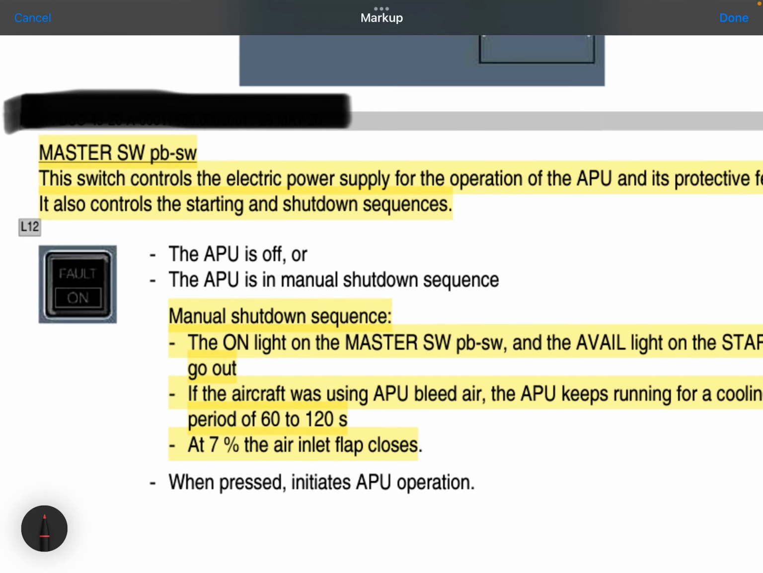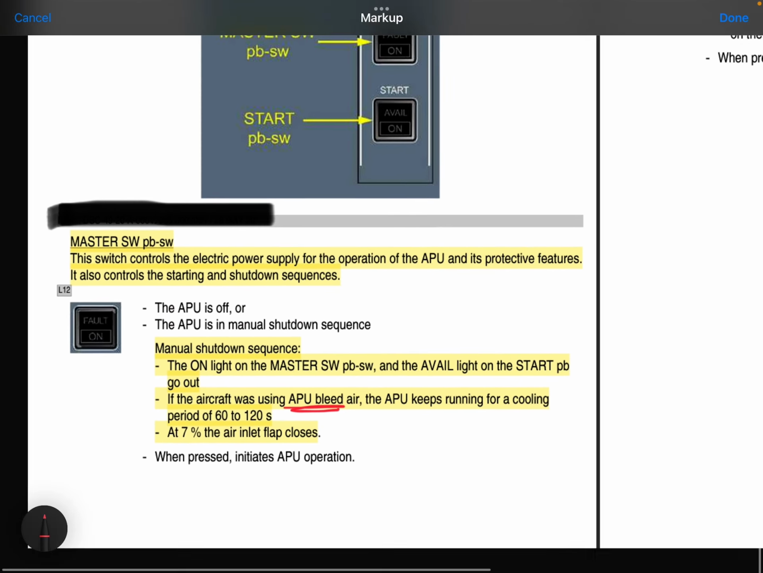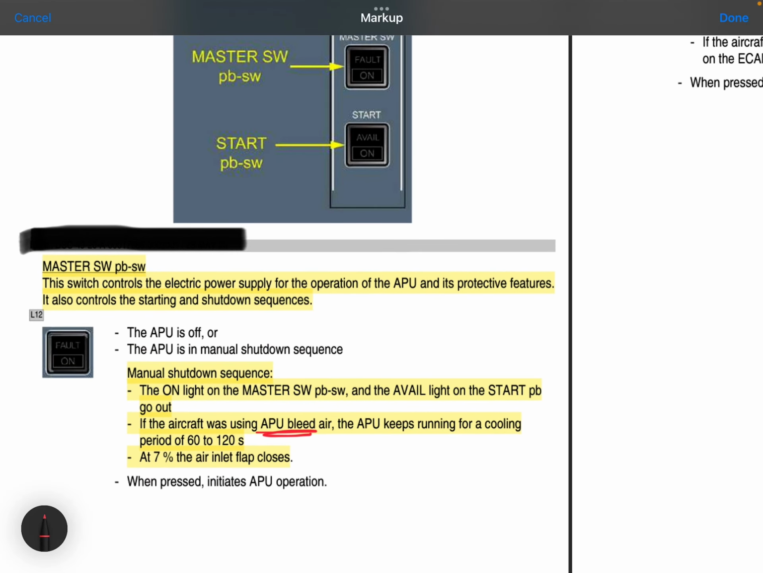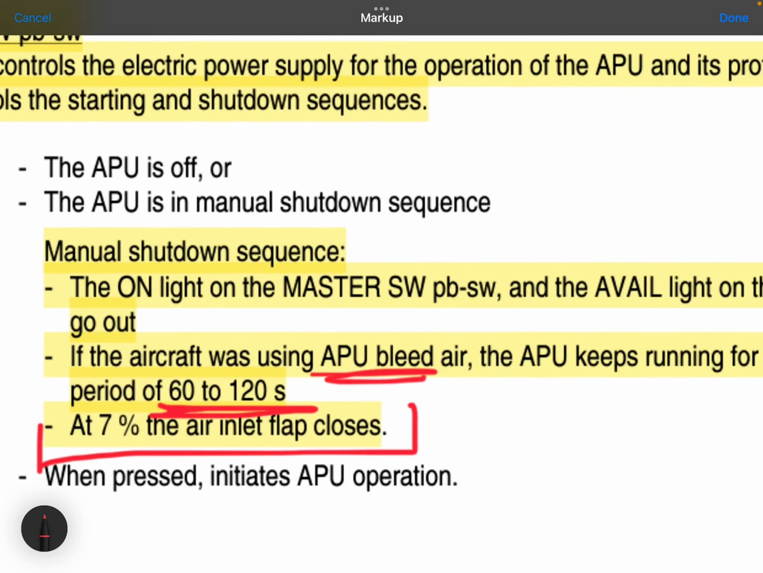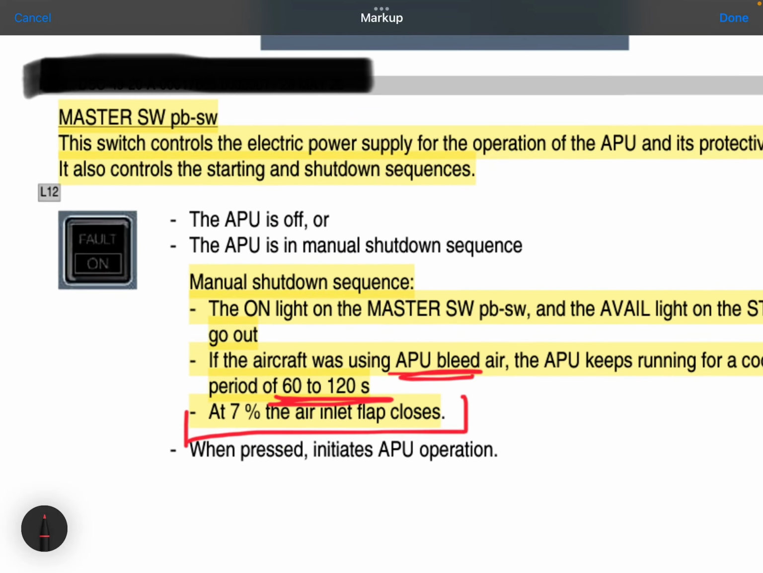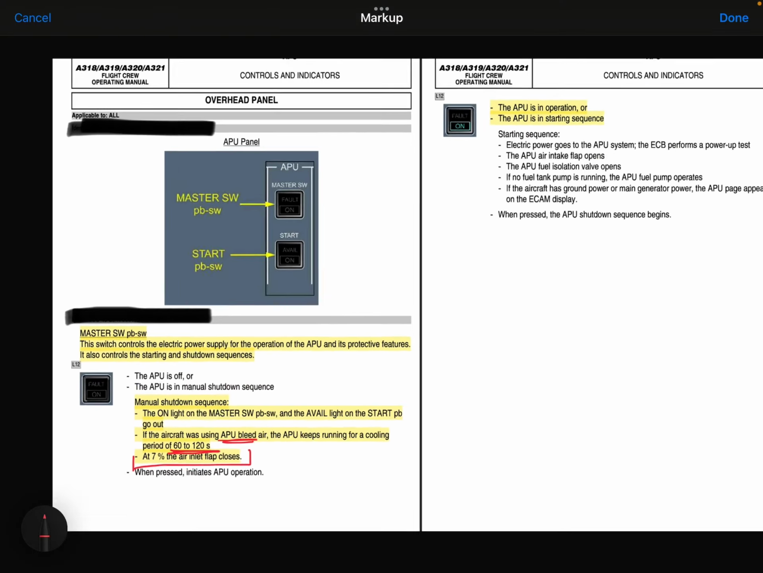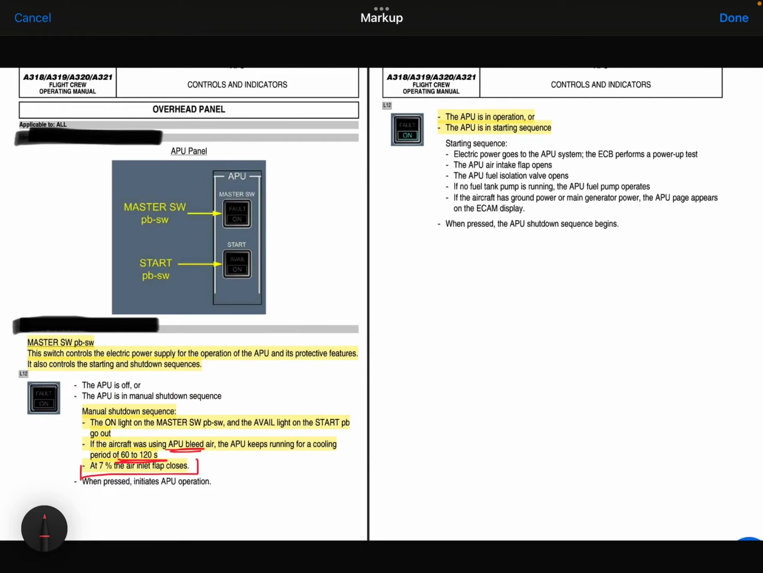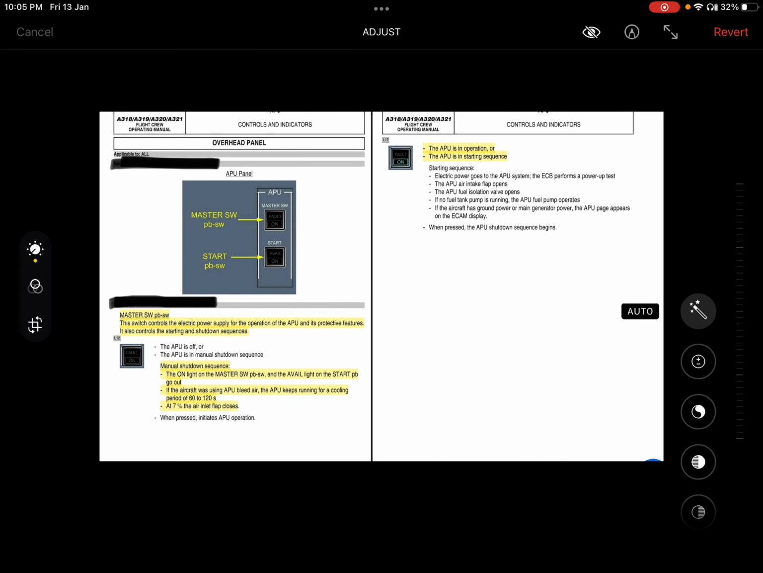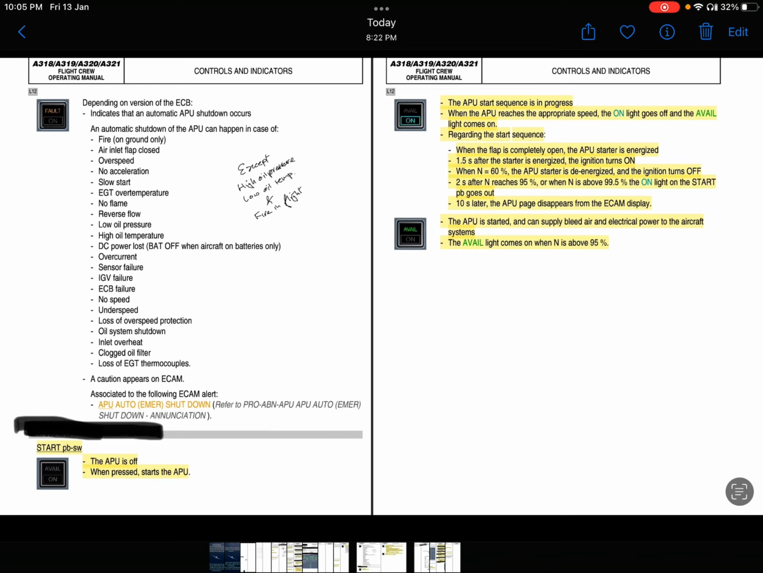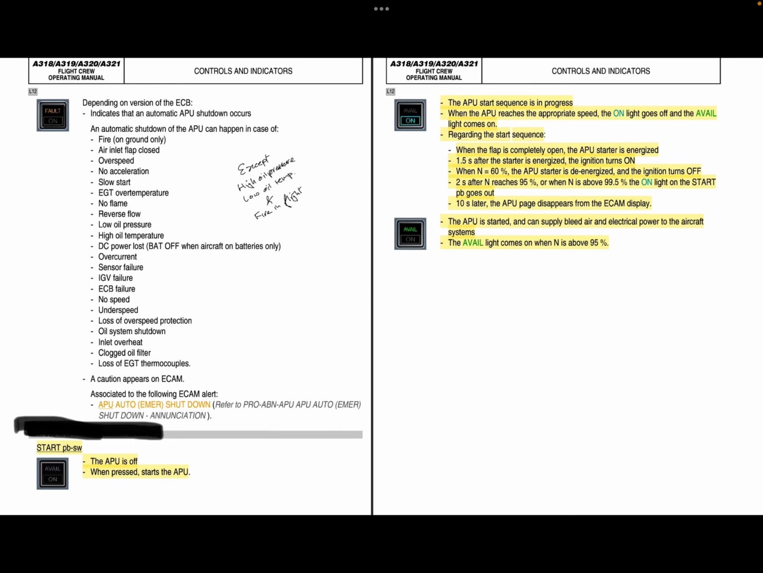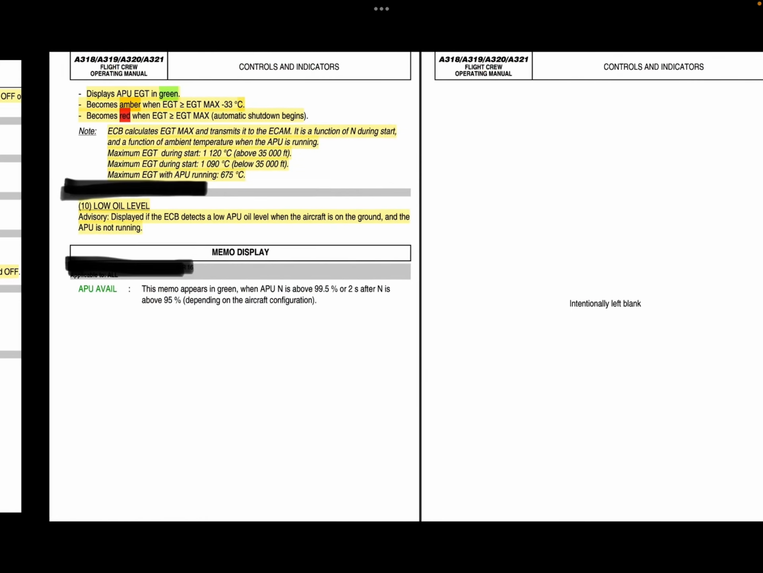If the aircraft was using APU bleed air and you manually switch this button off, then the APU keeps running for cooling for 60 to 120 seconds, and at 7% the air inlet flap closes. You know what inlet flap they are talking about? Yes, at 7%, right? That's it from this slide. I'm just telling you the important stuff from the whole APU chapter. We have covered it, right?